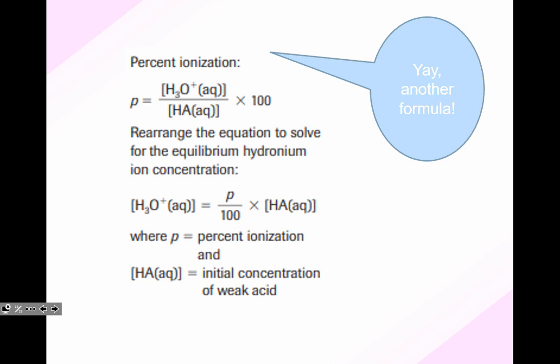So, another formula. Remember, percent ionization is equal to hydronium ion concentration over the concentration of the acid. And you can rearrange the equation to solve for the equilibrium hydronium ion concentration. You can also rearrange the formula to find the concentration of the acid, or in this case, the initial concentration of the weak acid, provided obviously that you have the percent ionization.